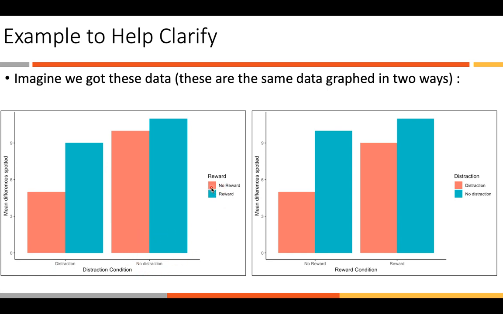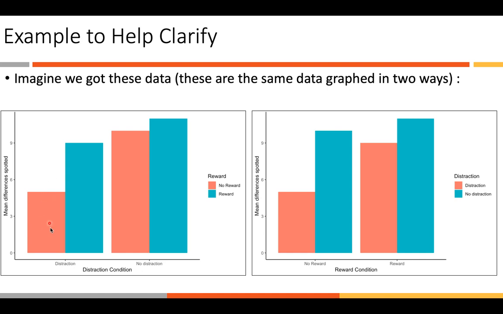And then our different colors here signify this bar is people who did not have a reward. And then our little green, or I guess turquoise bars, are the bars where people were rewarded. So we have 4 bars because we have 4 experimental conditions or groups. We have a 2x2, which produces 4 cells, 4 groups.